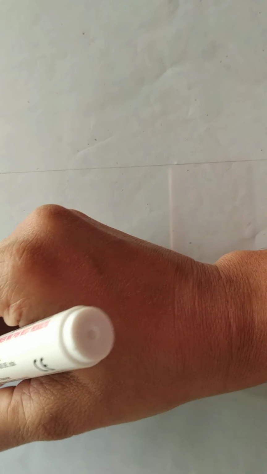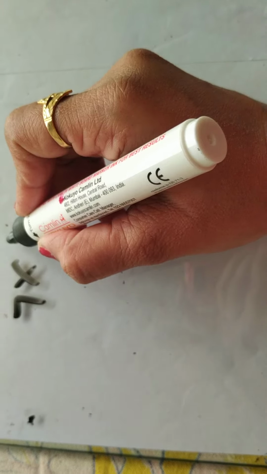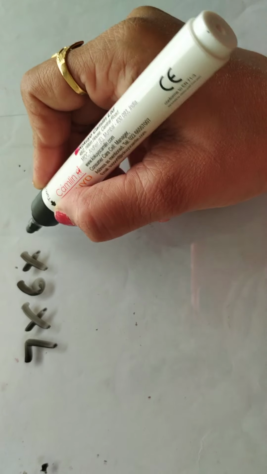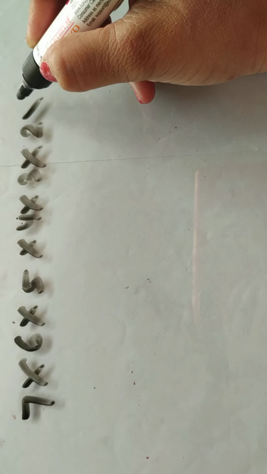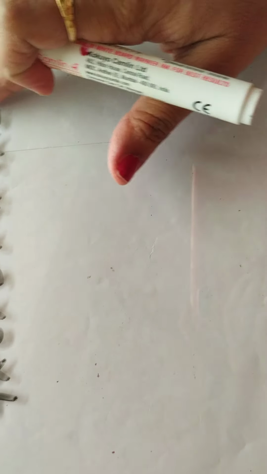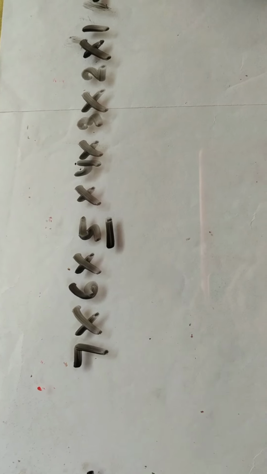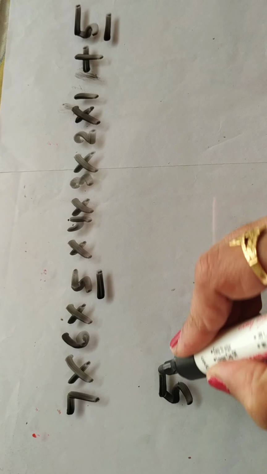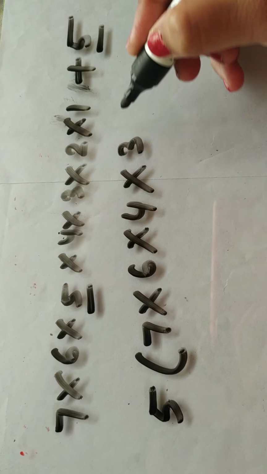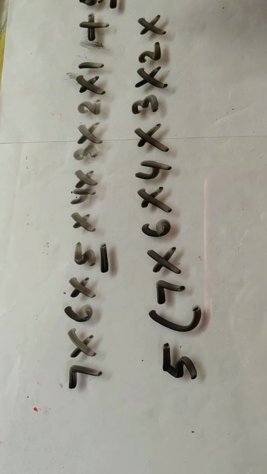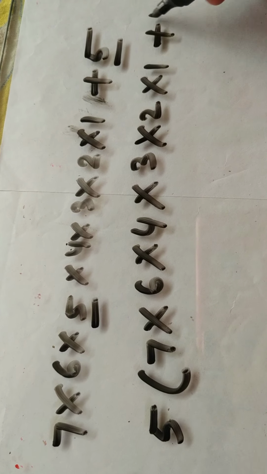Next number is 7 into 6 into 5 into 4 into 3 into 2 into 1 plus 5. Here we can see that 5 and 5 are both common here, so we can take 5 as common. 7 into 6 into 4 into 3 into 2 into 1 plus 1.